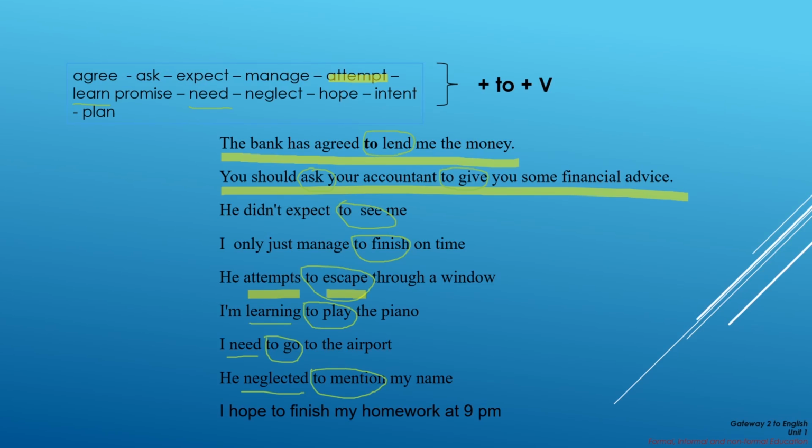He neglected to mention my name. And bear in mind that to here is not a preposition, but it's a particle. It belongs to the verb mention. It's part of it. I hope to finish my homework at 9 p.m. I hope to finish, and we cannot say I hope finish.